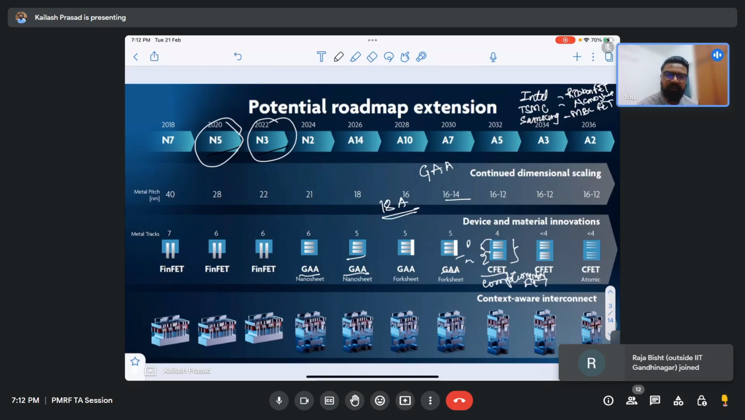People have demonstrated this complementary FET in research. This is not in mass production. Extensive research is going on in all of these companies and various leading institutes in India and the world. So you should know what kind of advancement we will be seeing in the next 5 to 10 years. This was just a brief potential roadmap extension of IMEC. Any questions on this particular slide?